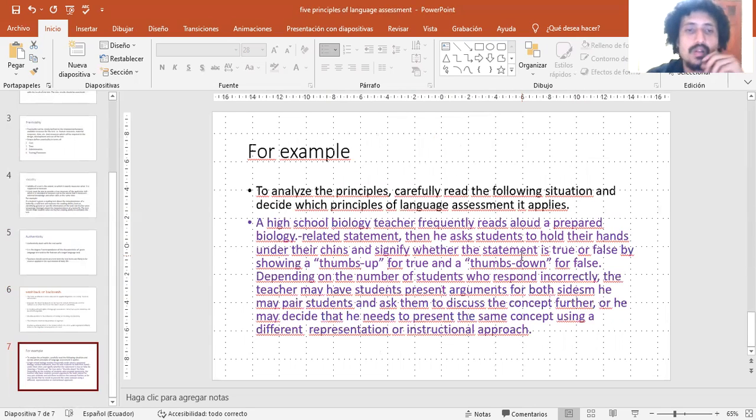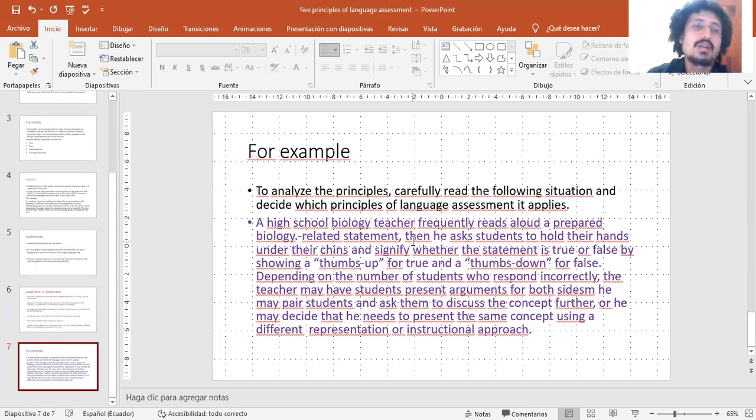thumbs down for false. Depending on the number of students who are responding correctly, the teacher may have students introduce arguments for both sides. He may pair students and ask them to discuss the concept further, or he may decide that he needs to introduce the same concept using a different representation or instructional approach.